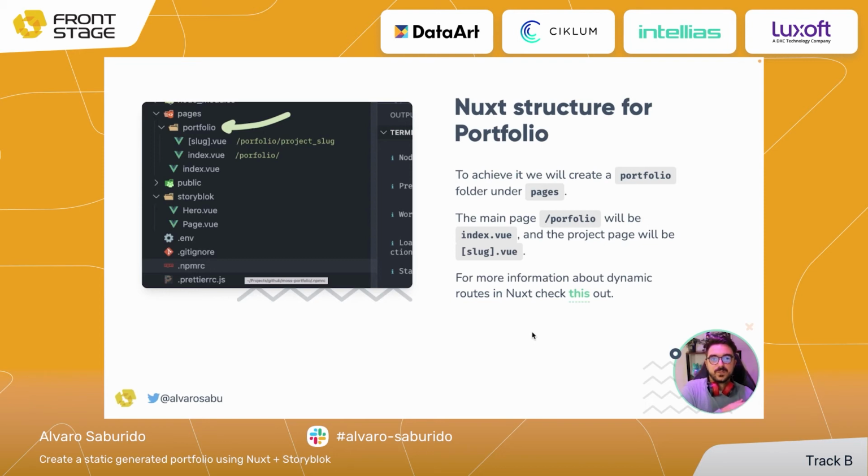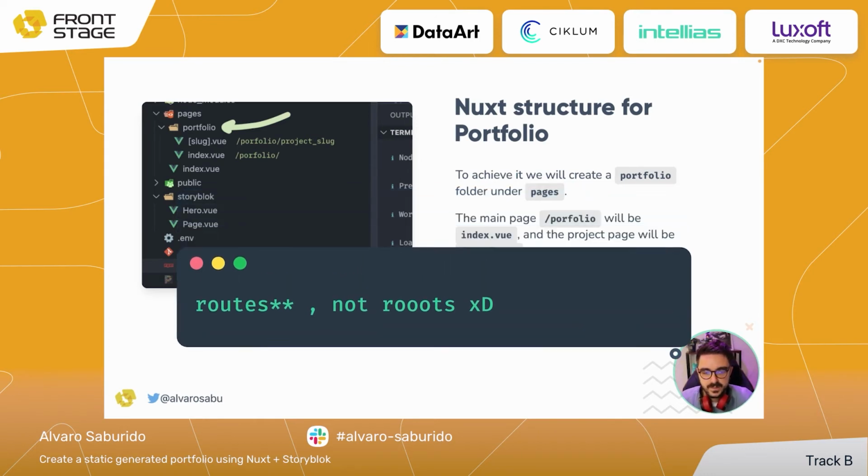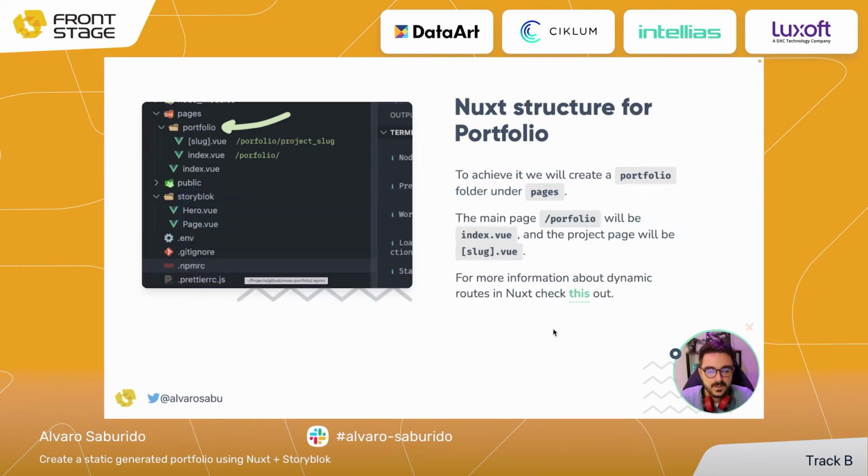As we did with the hero component, now we need to apply the changes on our Nuxt application to be able to see the new portfolio page and also the projects. To do that, we're going to use dynamic routes in Nuxt. I put the documentation here, but I'm going to explain it real fast. We create a folder called portfolio, and inside of it, we create an index.vue that is going to be the main root of that folder.